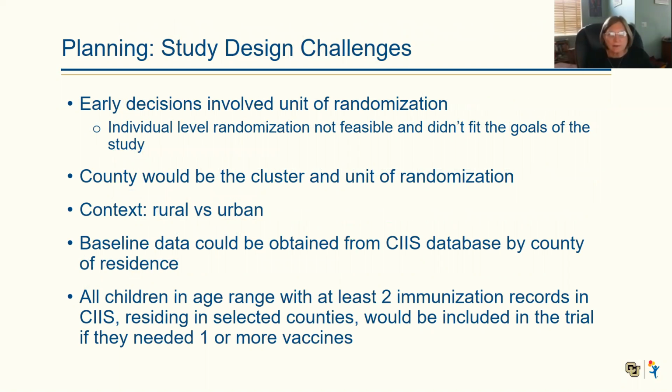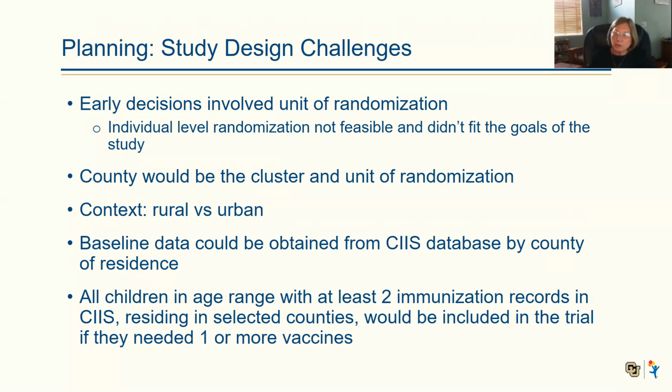So early decisions were around the unit of randomization. We knew right away that individual randomization was not feasible and didn't fit the goals of the study. So we decided that county would have to be the cluster and the unit of randomization. Context, we did have some interest in rural versus urban, and so we wanted to be careful about that, and that would be important in our findings eventually.